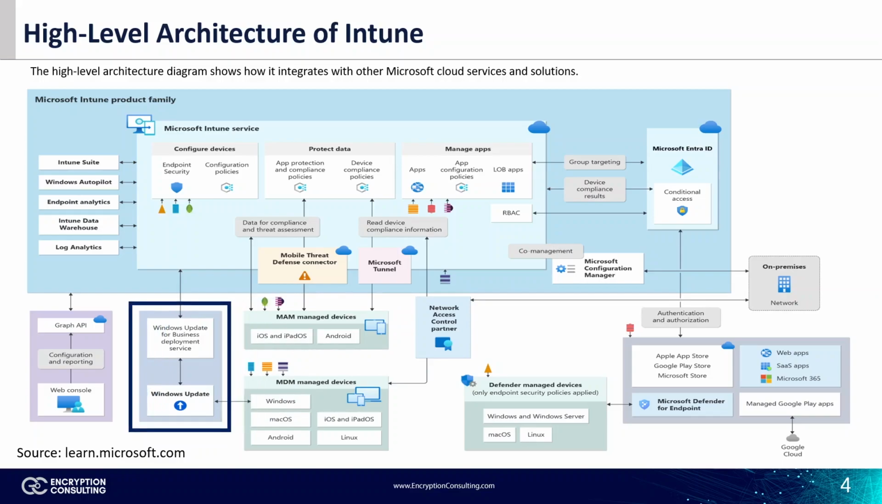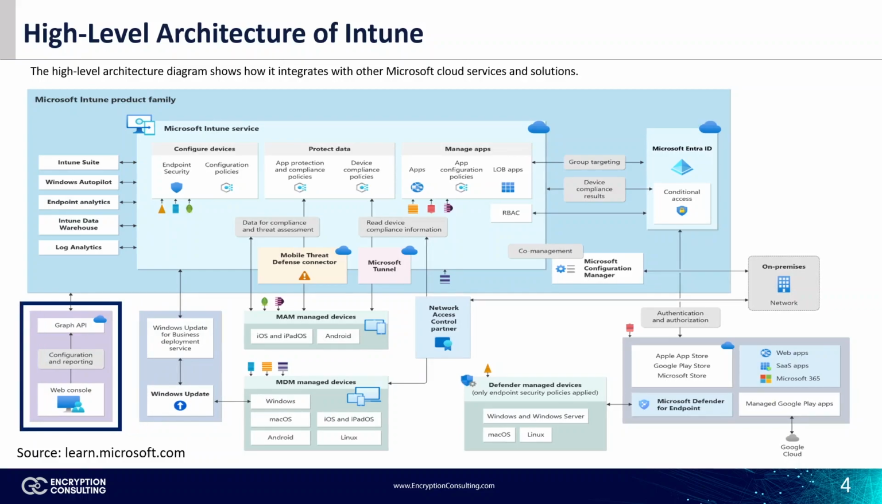The Windows Update service facilitates the downloading and installation of system updates. The Windows Update for Business Deployment service empowers organizations to oversee the deployment of Windows updates. Configuration and reporting can be done by a web console using Graph API. Microsoft Graph is a RESTful web API that enables you to access Microsoft Cloud Service resources.